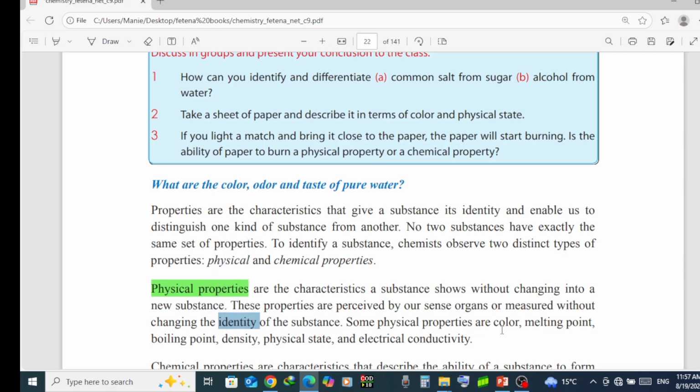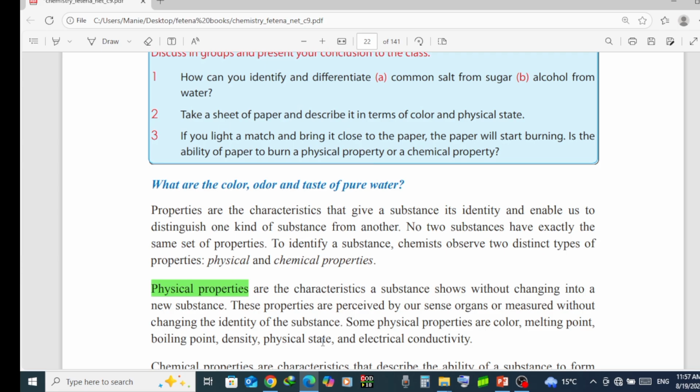Some physical properties are color. For example, if you change the color of a chalk, that's a physical property. There is no change in its identity. Melting point is a physical property. Boiling point is also a physical property. Density is a physical property.